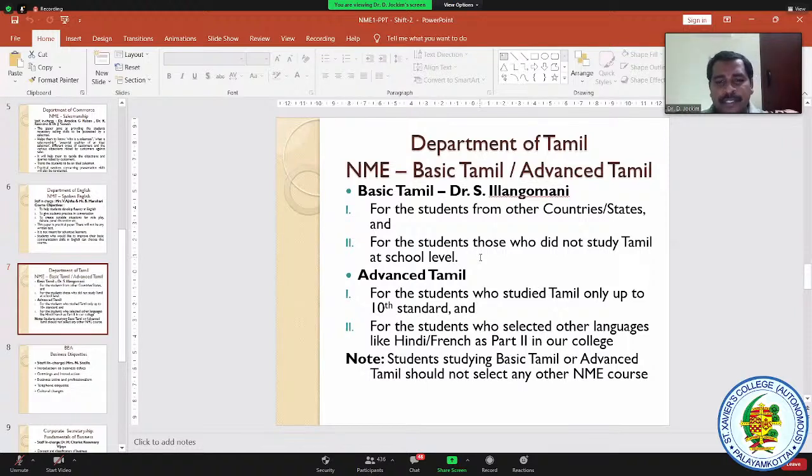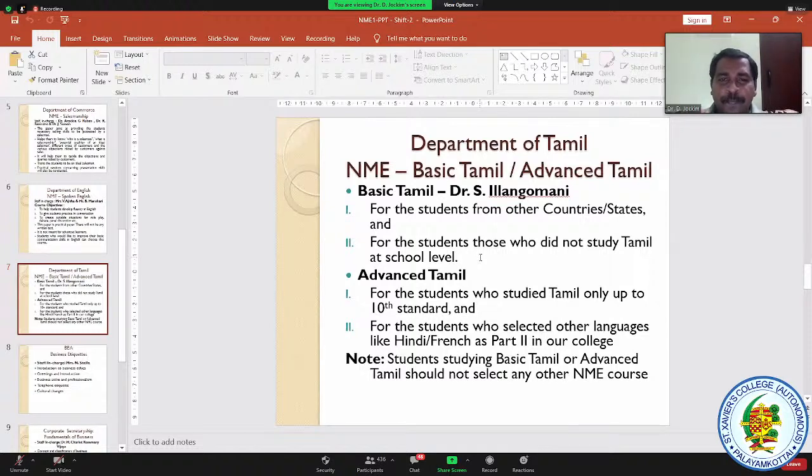Then Advanced Tamil. There is some other category in Tamil Nadu. Students studied Tamil only up to 10th standard, right? It is for the students who selected other languages like Hindi and French as part 2 in our college. So please note down, there are 3 different courses available. One is General Tamil, Podu Tamil. Podu Tamil, those who are already studying Tamil in part 1 or part 2 need not take this.